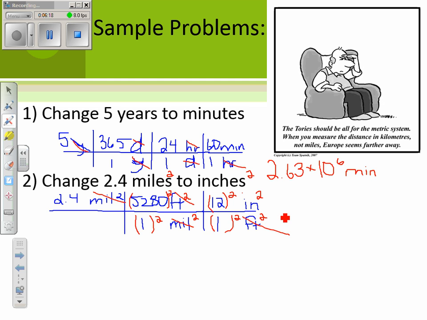So you'd start with 2.4 in your calculator, then you'd multiply it by 5,280 squared, and then you multiply it by 12 squared, and that would give you 0.63 times 10 to the 9th. And that would be inches squared.